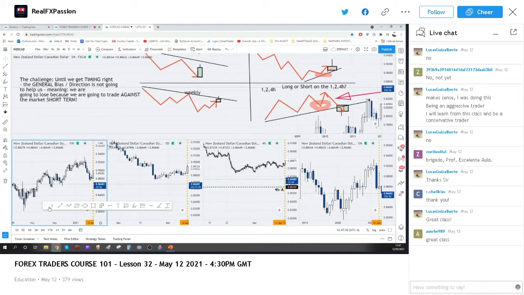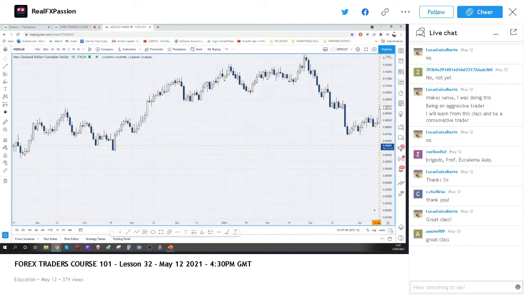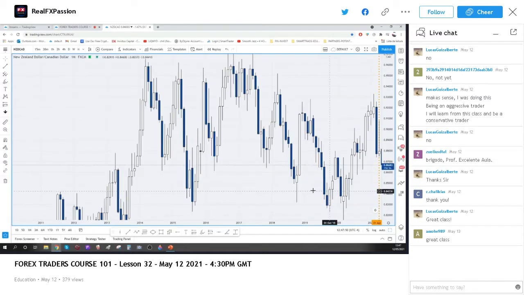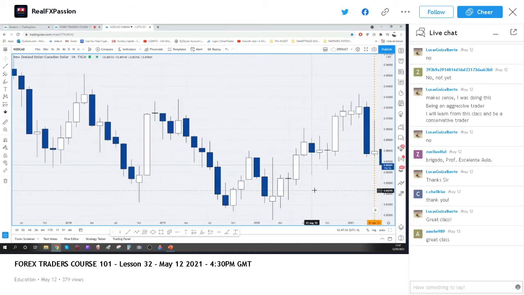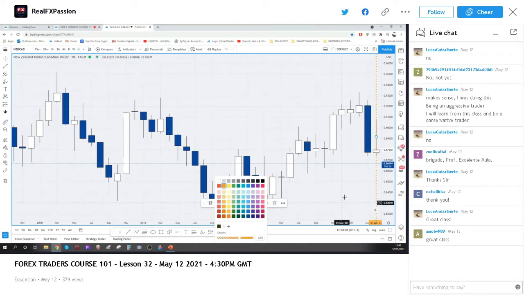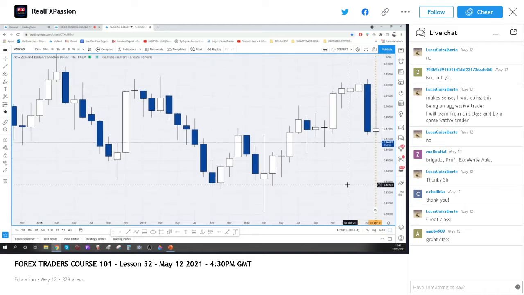Now here you have New Zealand, NZD CAD, on the monthly. You have NZD CAD on the weekly, daily, and the 4-hour chart. So, NZD CAD monthly chart. Okay, this is the NZD CAD monthly chart, right? What is this candle here? Let's make it transparent so you cannot see the wick. What is this candle in here on the monthly chart? Is it bullish or bearish right now?